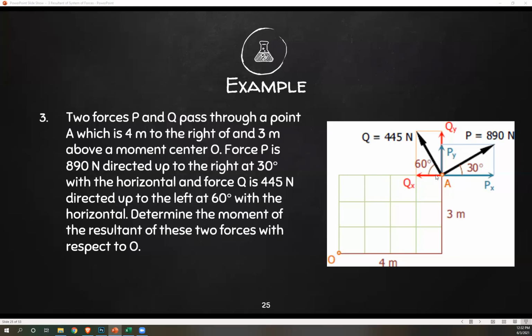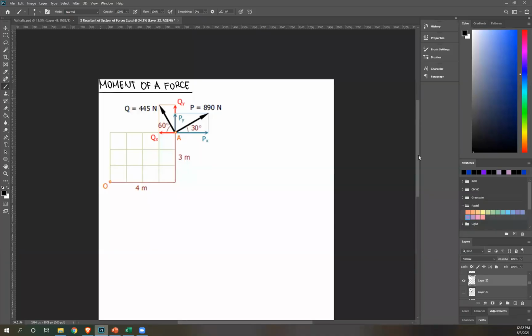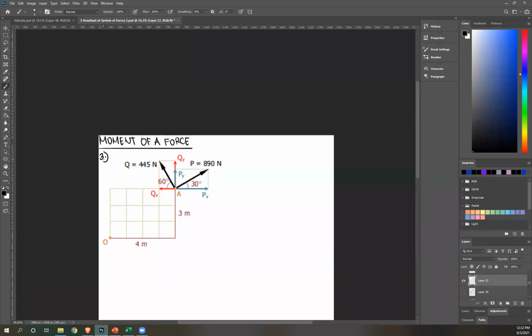Now our goal is to find the moment of the resultant of these two with respect to O. So there's two ways to solve for this. One is to solve for the resultant. We already know how to solve for the resultant of a concurrent force system by methods shown previously. But if you want to skip through that, there's another method wherein we have to solve for the moment individually of forces P and Q. Let's do method number 2 so that I don't have to solve for the resultant anymore.